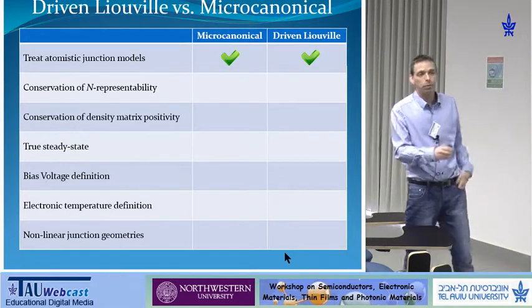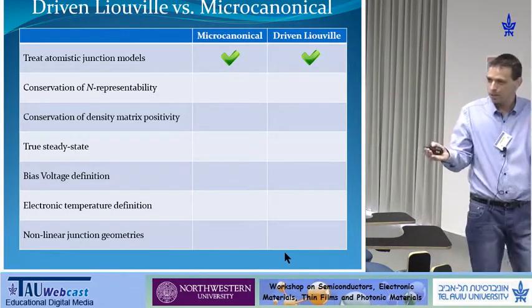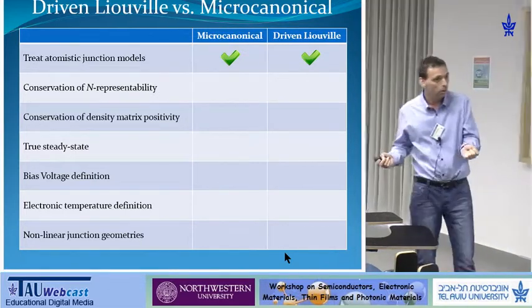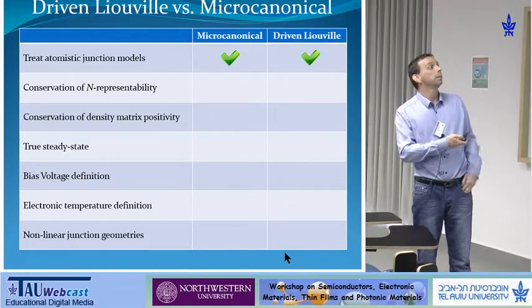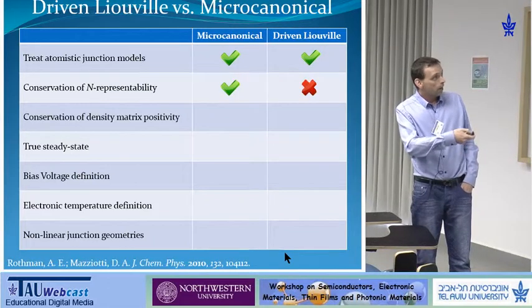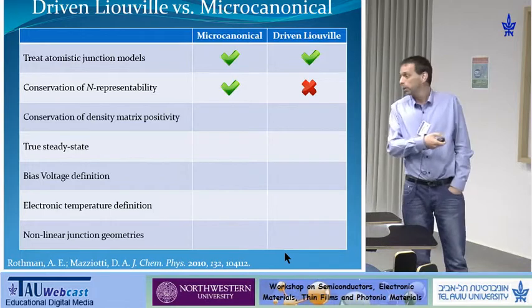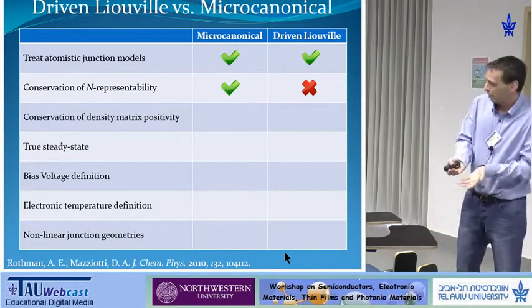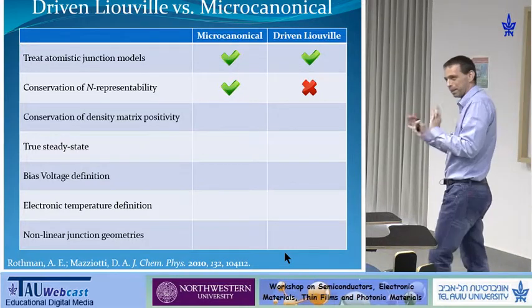First of all, both of them can treat atomistic model systems. This is what I like to do. I like atoms. I like looking at the material, like we've seen in the previous two talks. So these can treat both atomistic systems. This one conserves everything, the microcanonical, because it's exact dynamics. Here you added two phenomenological terms into your equation. This starts making some trouble.